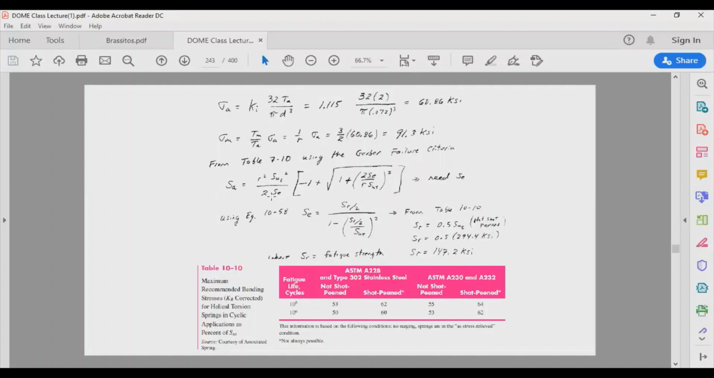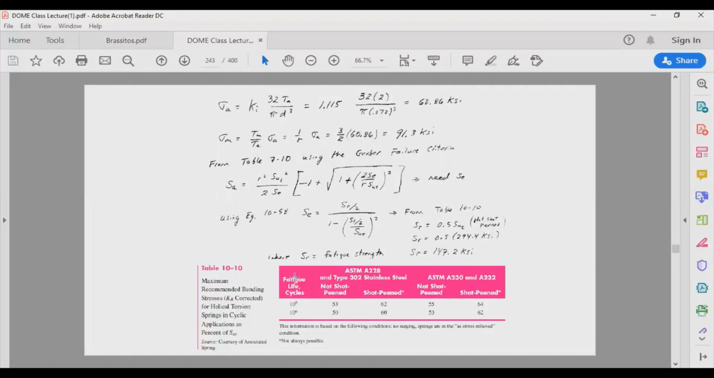SE, right? So the only missing thing here is SE, and then we already calculated SUT for the music wire, which is A over d to the power m, and I believe it was 294.4. So to calculate the endurance limit, you actually have to use this equation right there, right? So this is your equation that you need to calculate your SE. And SE here is going to be a function of this guy, which is SR, right? SR is actually the fatigue strength of this. You just need to know this equation, and you need to know how to calculate SR.